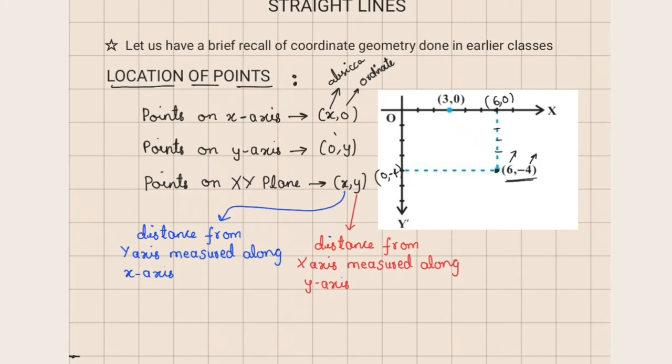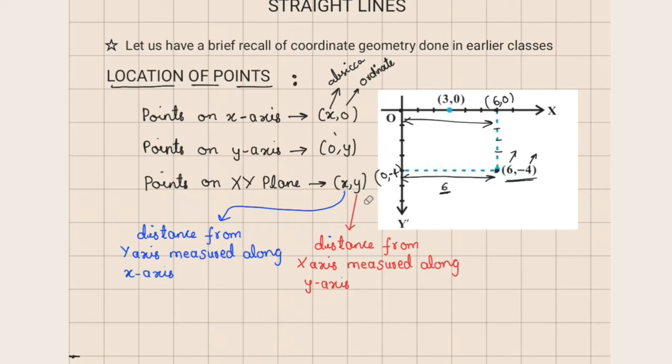Here we defined x as the distance from y-axis measured along x-axis. The direction of x-axis is this side. So you have to measure the distance of the point 6 comma minus 4 from y-axis along x-axis. This distance is nothing but x, so the distance is 6. See, it is origin. This distance and this distance are the same because both are parallel. So the distance is 6 units.